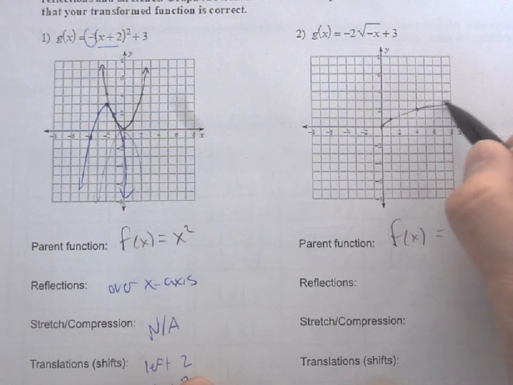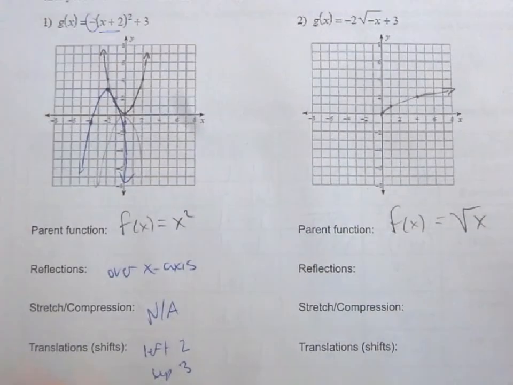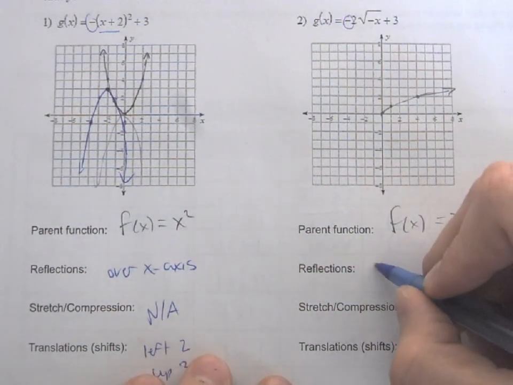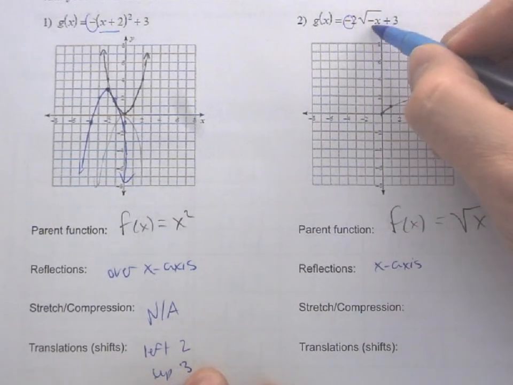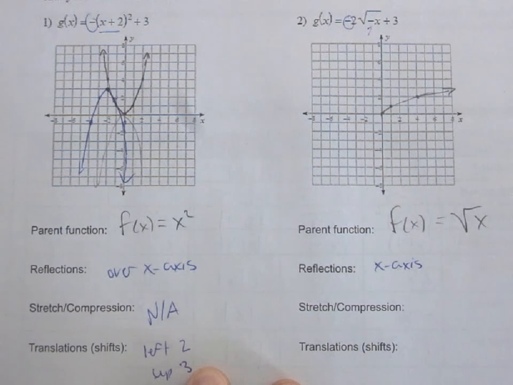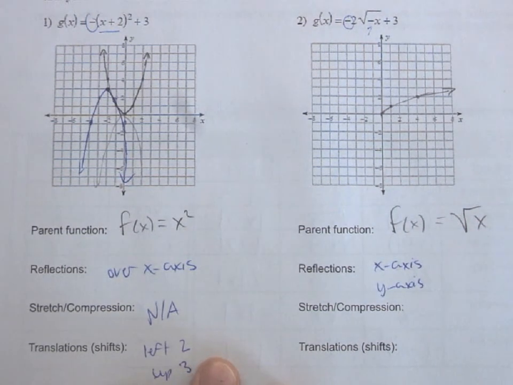But if you don't, you have that reference guide here. So that's the original. Okay. Now we're going to transform it. So we got a reflection, right? A negative on the outside of the root, that's going to reflect it over the x-axis. Okay, notice we also have a negative on the inside. That's going to reflect it over the y-axis. So there's 2 reflections here.